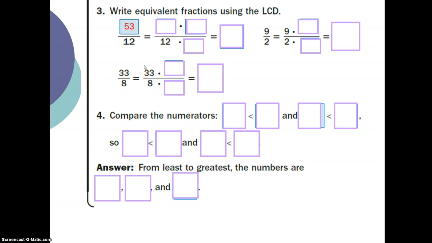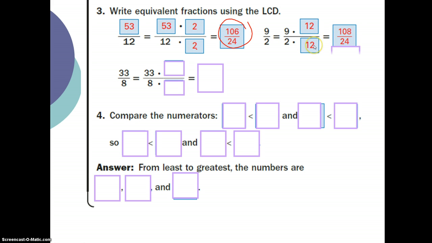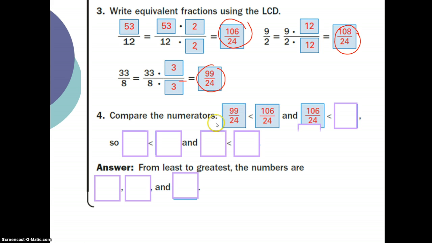So 53 twelfths, we're going to multiply the numerator and denominator by 2 to get 24. There's my new fraction. 9 over 2 multiplied by, well, I'm trying to get to 24, so I multiply by 12. And then 8 times 3 will get you to 24. Now if you compare the numerators, you can see that 99 is the lowest, and then 106, and then 108.